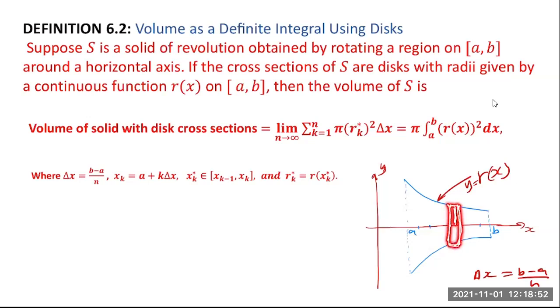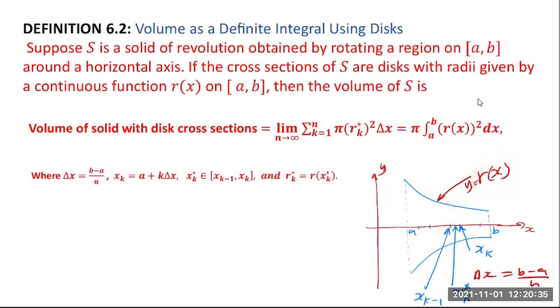And then I can find the area of this disk, the radius of this disk. The radius of this disk is you just plug in this midpoint in your function r(x). r(x) is the radius, because if I take any cross section like this on this solid, it's going to be a disk, right? For that disk, you can find the radius of that disk by just plugging this number in your radius function. The radius is given as a function of x.